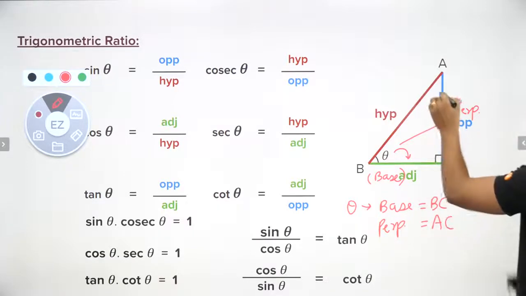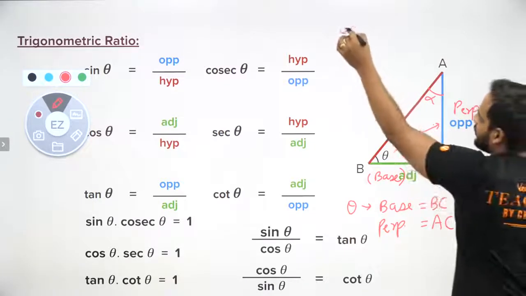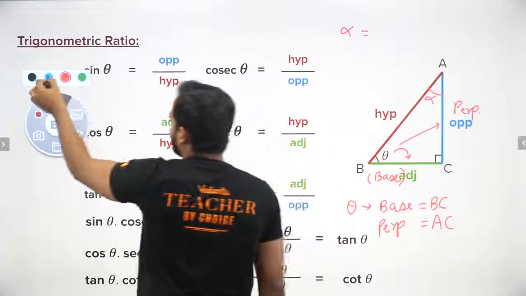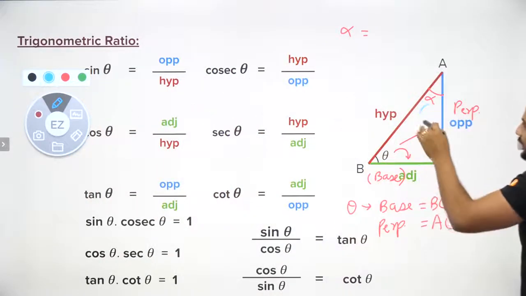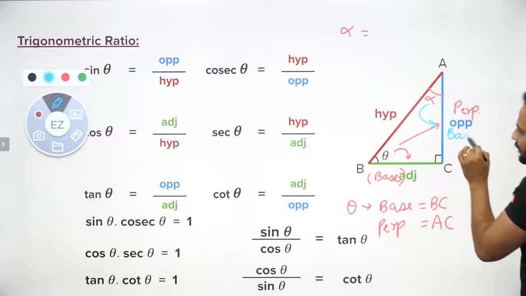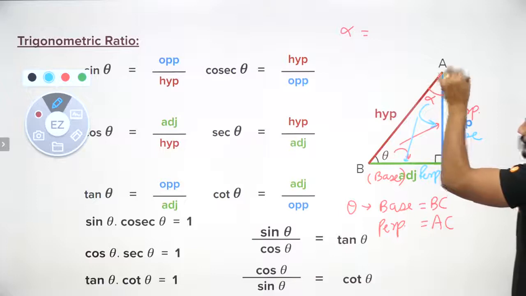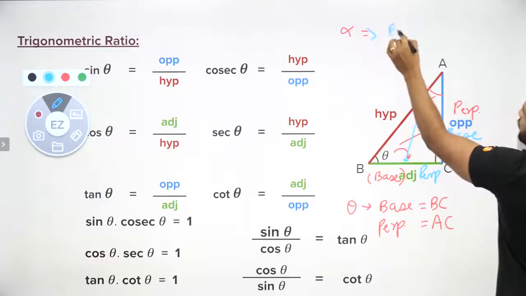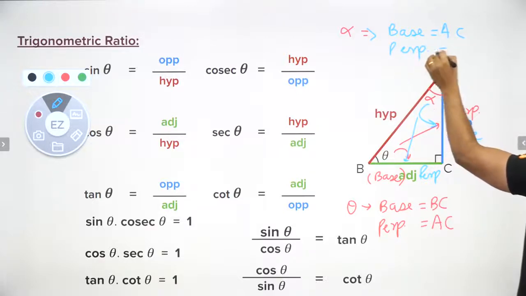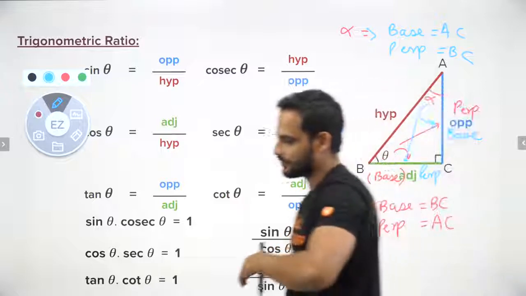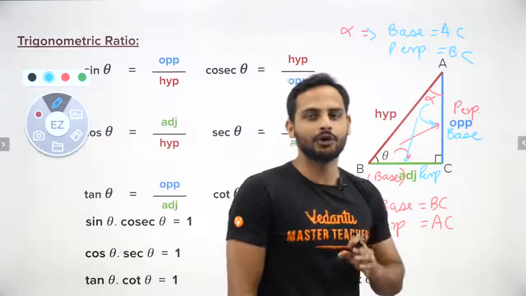Now let's say I take one angle here, let's say alpha. For this angle alpha, understand what is going to be the base. The base is going to be the side adjacent to it, and the side opposite will become your perpendicular. So if the angle alpha is chosen here, the base will be your AC and the perpendicular will be your BC. You can see in both cases the hypotenuse is the same, which is your AB. So remember, base and perpendicular depend upon the position of theta.